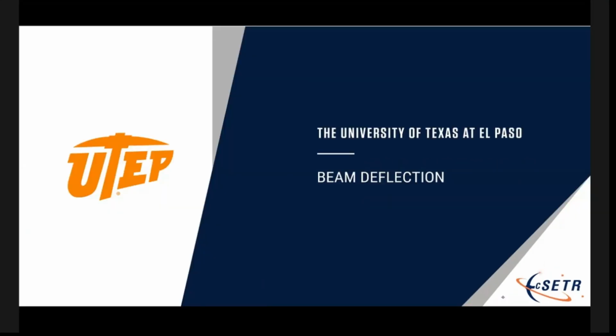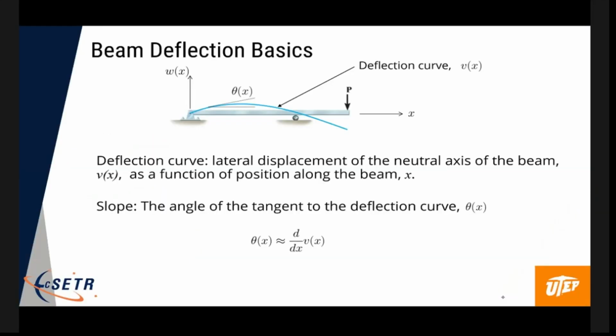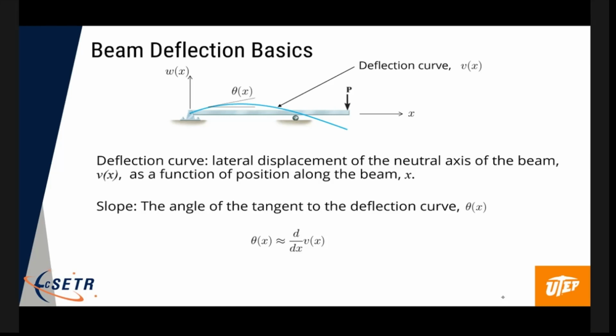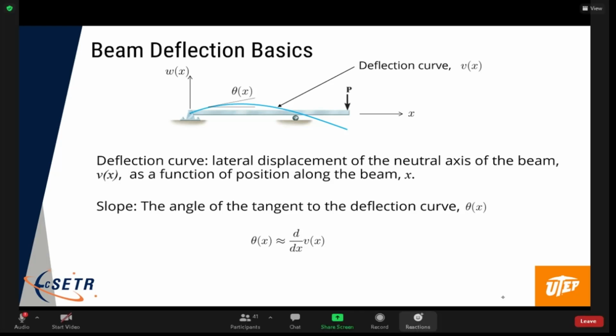Okay, so chapter 12, beam deflection. Here's a very generic beam. It's pinned and it's got a little roller in the middle of it, and we have some force P on it. You can calculate the shear diagram, the moment diagram, and from the moments you can also calculate the bending stresses anywhere on this beam. So we already know how to do that.